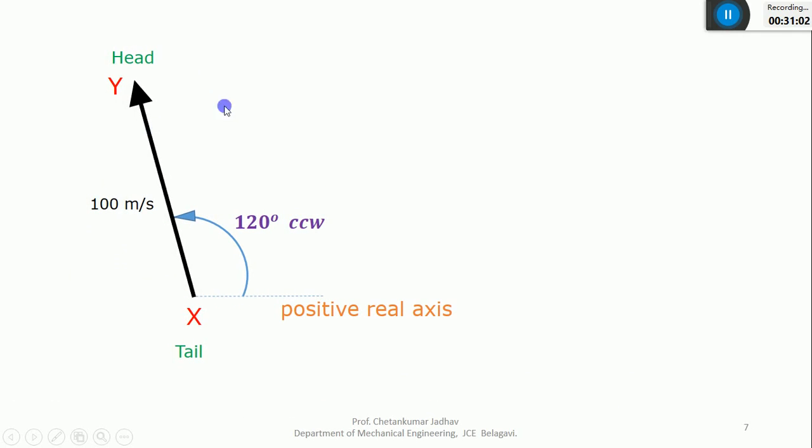Please note down this exercise. First exercise. Again, I'll consider this a vector xy. This is the tail of the vector, that is point x, the initial point. The final point, that is y, as head. And this vector xy has a magnitude or length. A vector will have the magnitude and the direction, correct? The magnitude or the length of this vector is 100 meter per second.